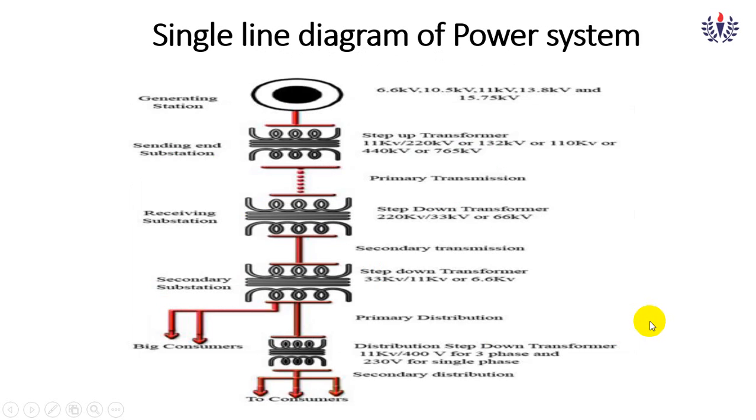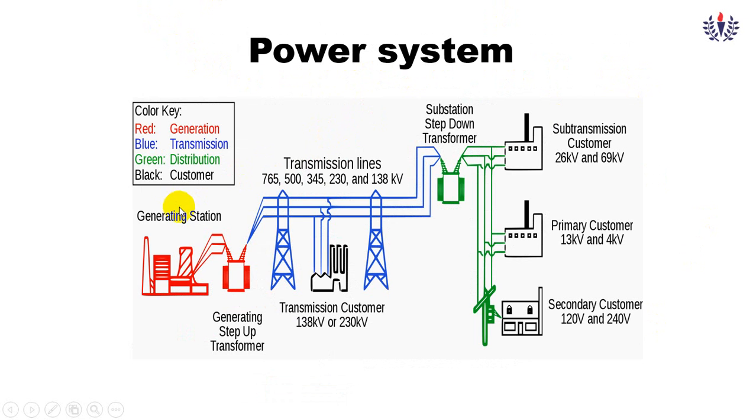Based on this, we derive a diagram which is known as the single line diagram. In the same diagram, here you can see generation, transmission, and distribution.